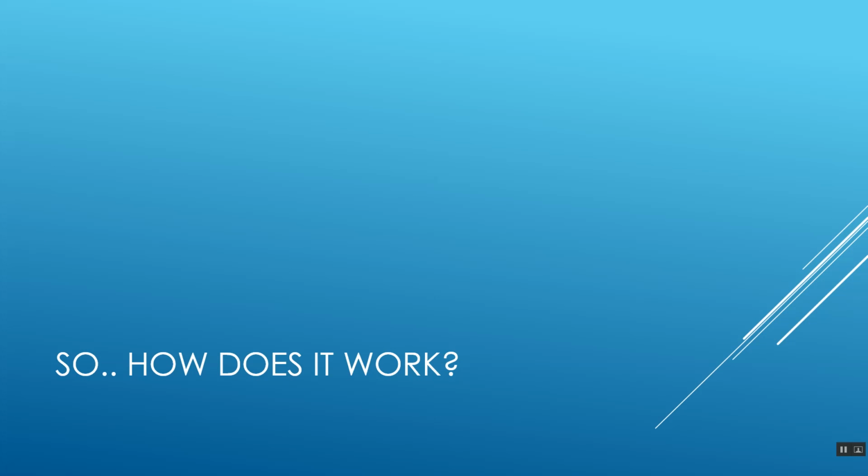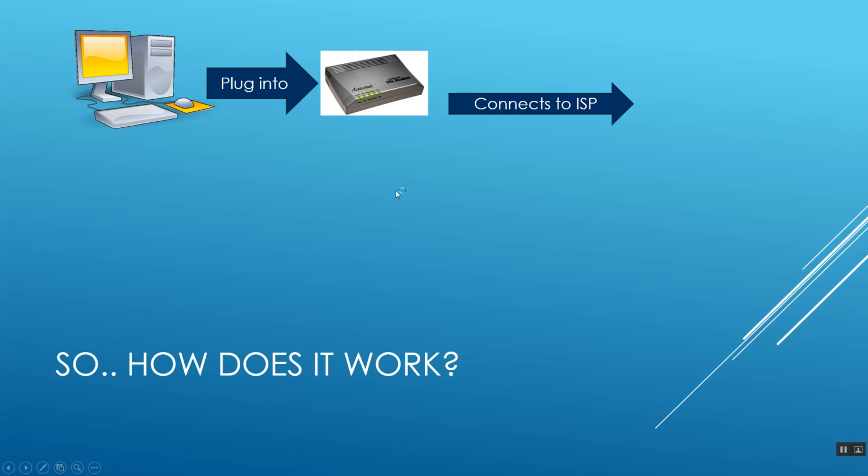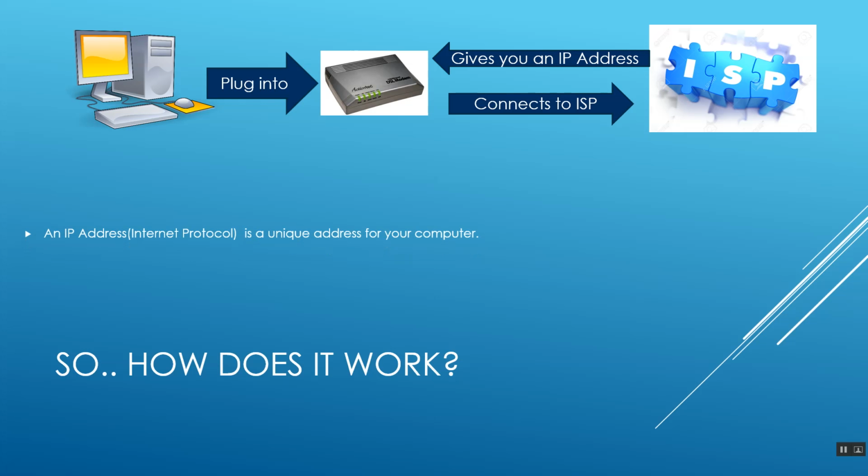So how does it work? Well, you have your computer, and it plugs into a modem, which we just talked about earlier. And then that modem connects to an ISP, or Internet Service Provider. This is someone you pay money to, and as we talked about earlier, a fairly substantial amount of money compared to the rest of the world, to allow you to get on the internet. They give you an IP address. That's basically an Internet Protocol address. It's a unique address just for your computer.